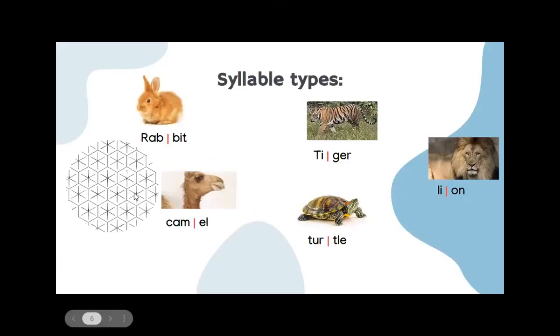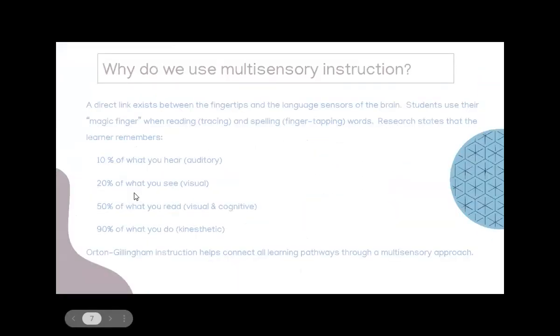So what I do want to go back and focus on is why we use multi-sensory instruction in the first place. One of the things that's most powerful in learning language is that the language sensors in the brain have a direct link to our fingertips. So anytime we can create a tactile multi-sensory experience for students, that's going to help to embed that meaning right into our brains. If you look at this slide, it explains that you will remember 10% of what you hear, 20% of what you see, 50% of what you read, and 90% of what you do.